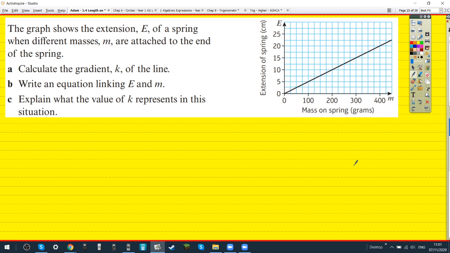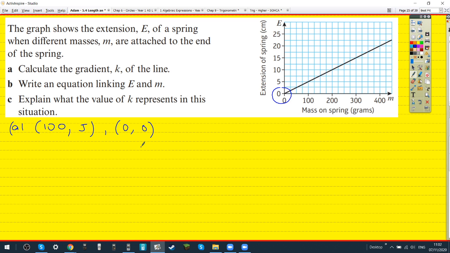So when working out the gradient for this, could you just look at the line and then count 4 to the right and up 2? It might be, but what would it be exactly? Is there any coordinate on this line? Can you find an exact coordinate on the line? Like 4 to the right, 2 up. Like 100, 5. For these ones, there's the simplest point, which is 0, 0.